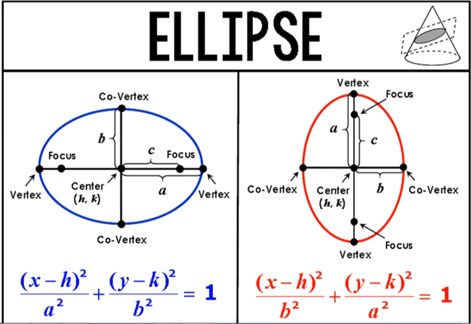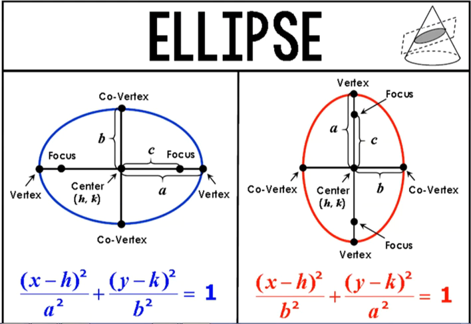So this one is arranged horizontally. So the vertices are, in this case, on the x-axis or on the horizontal axis. This one is more vertical, so the vertices are on the vertical axis. The co-vertices are on the shorter axis.